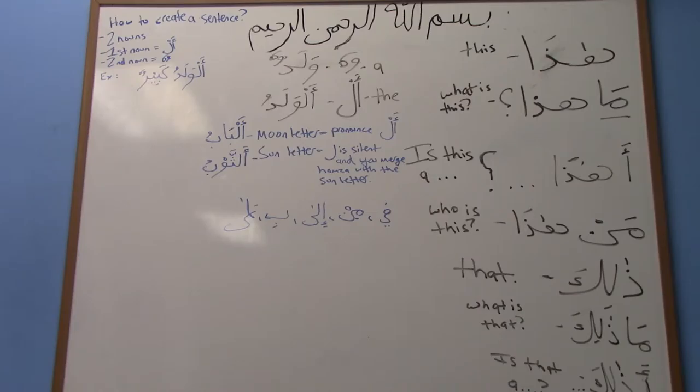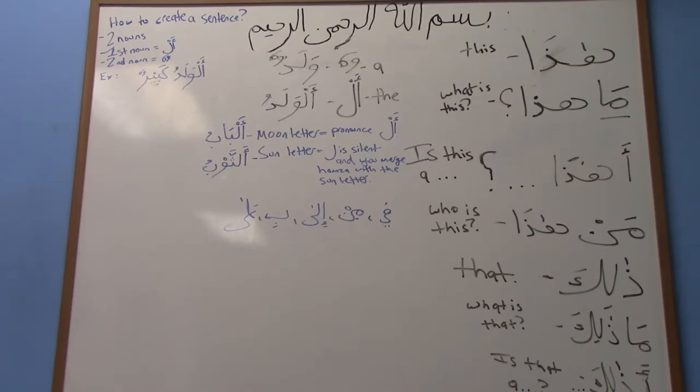We have huwa fil ghurfa. What is the meaning of huwa fil ghurfa? He is in the room. He is in the room. Good. Muhammad, he is in the room. Alright. We have here the introduction of pronouns. Yes, pronoun. So huwa means he. Alright. Or it can also mean it, right? If it's referring to an inanimate object.